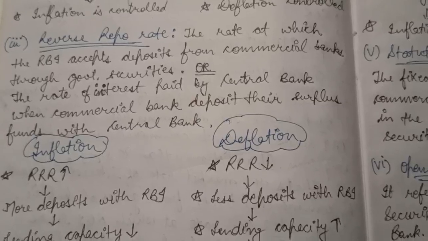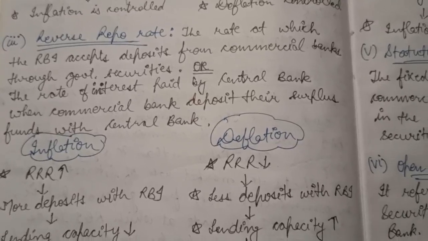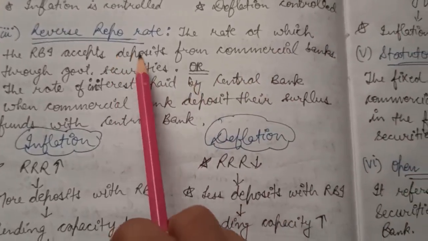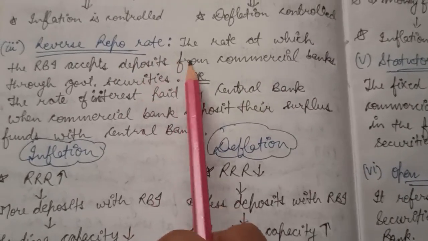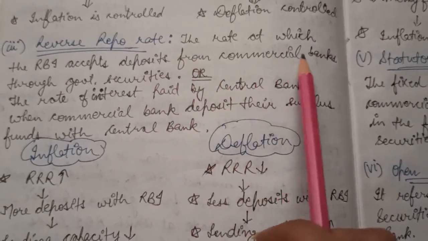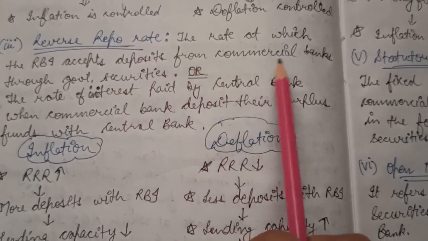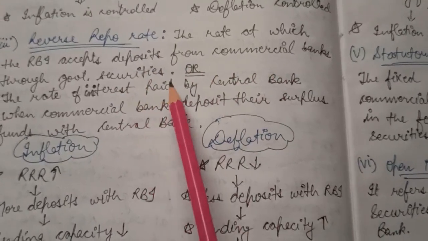The third quantitative instrument is the reverse repo rate. Now, as the name suggests, it is the reversal of the repurchase rate. Now, how is it defined? It is the rate at which the RBI accepts deposits from commercial banks through government securities.